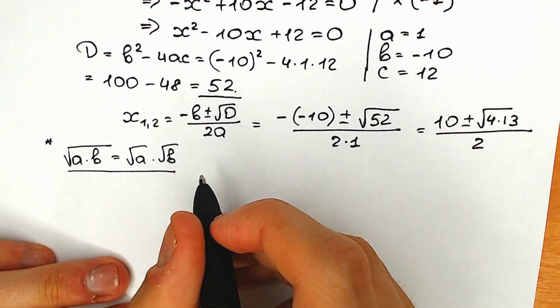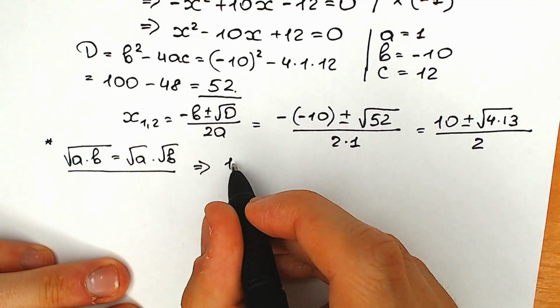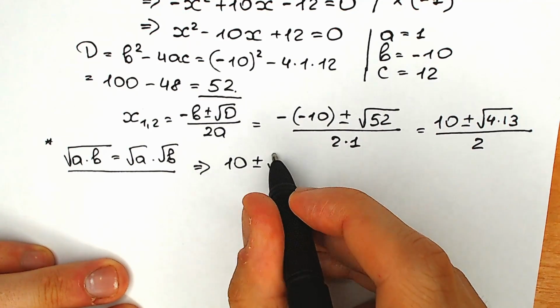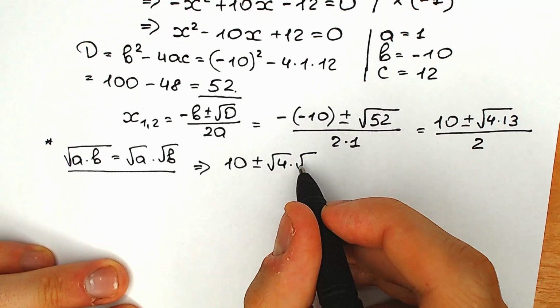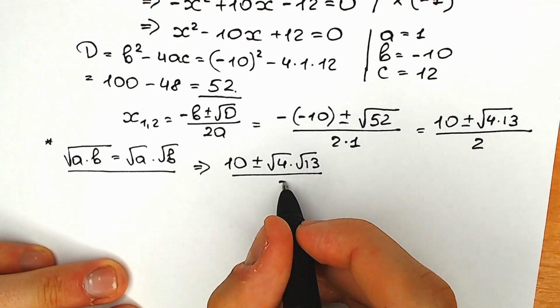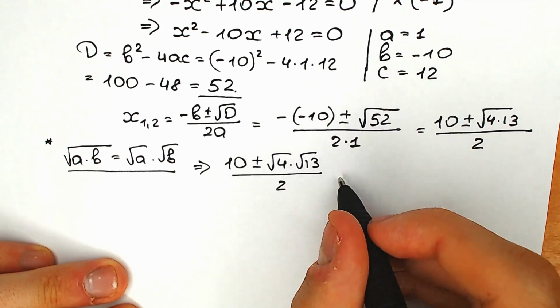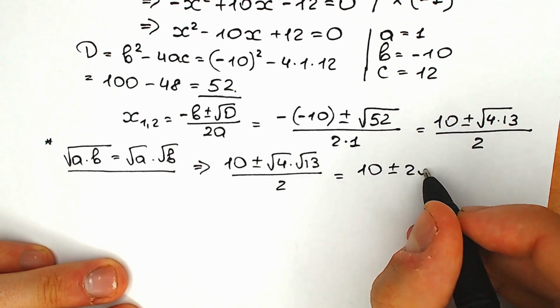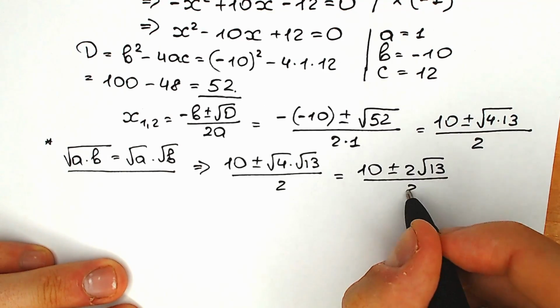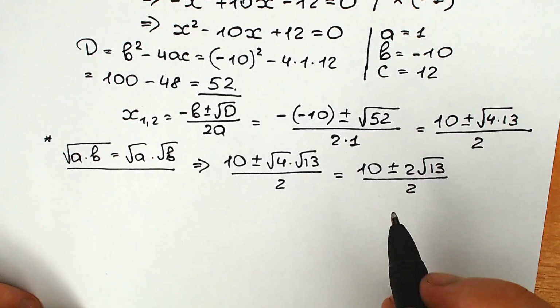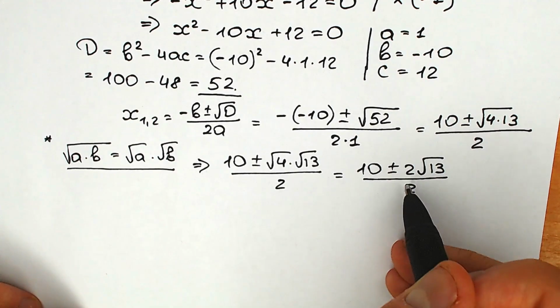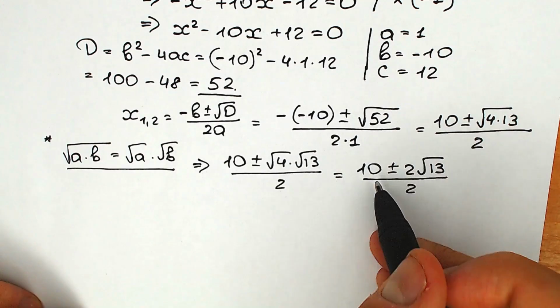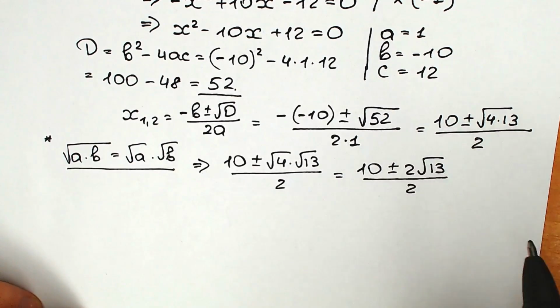So right now, let's split it. As a result, we have 10 plus minus square root of 4 times square root of 13, and we divide it by 2. Square root of 4 equals 2, so we have 10 plus minus 2 square root of 13 all over 2. And there's a really interesting trick, because when you have a common denominator, you can easily divide the numerator by 2, so we can split it. We can divide this part by 2, and we can divide this part by 2.